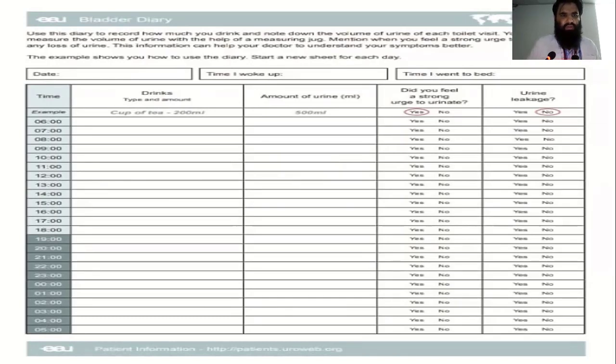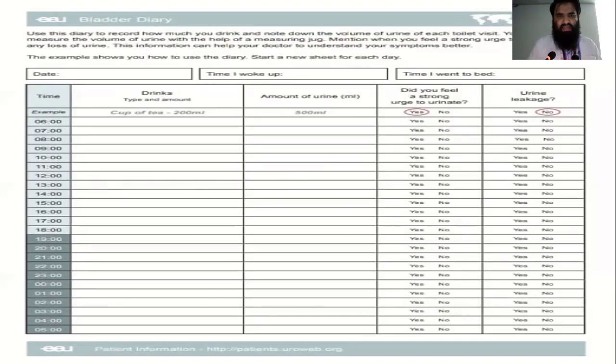So this is the European Association of Urology bladder diary. It shows the date, you mention the date and the time you woke up and the time you went to bed. It shows how much you drink, the volume and type of the amount you drink, and the amount of urine you pass. There is the option to note if you feel any strong urge to urinate and any urine leakage seen.